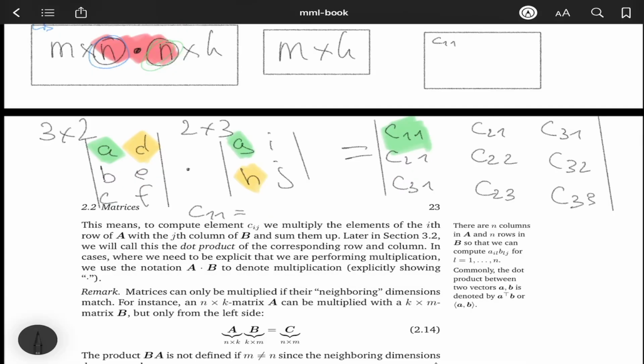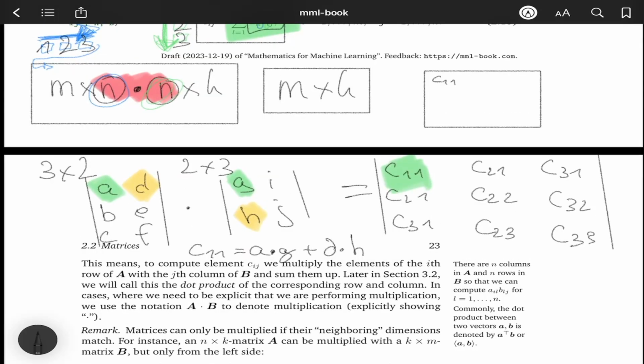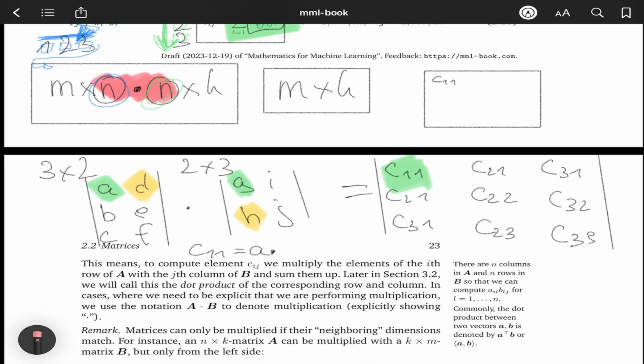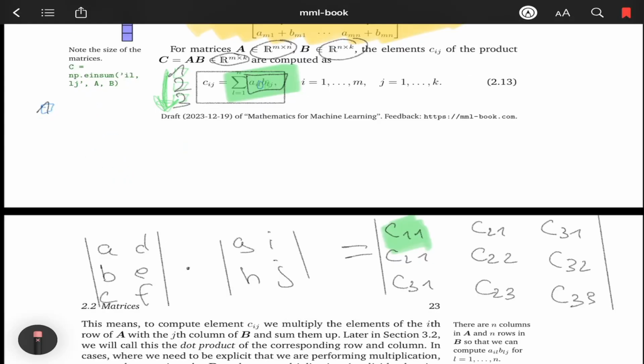C11 would be equal to A times G plus D times H. And then you do all the other elements as well for C. Yeah, so you might think this is quite complicated. Is there an easier way to understand this? Let's try to find an easier way to understand this.